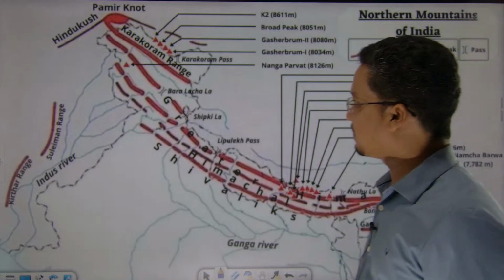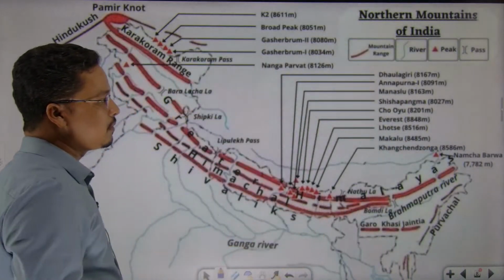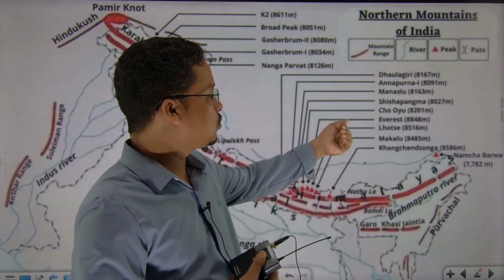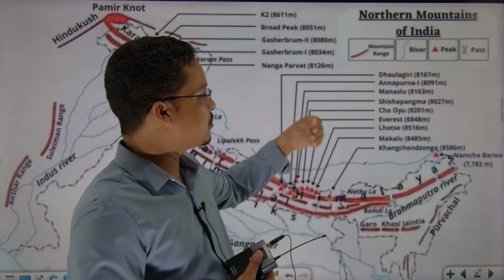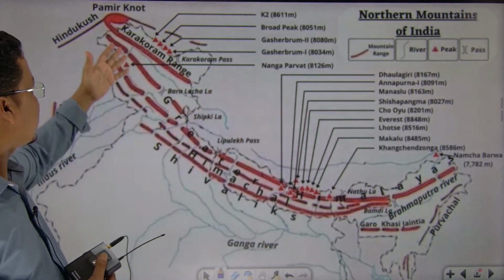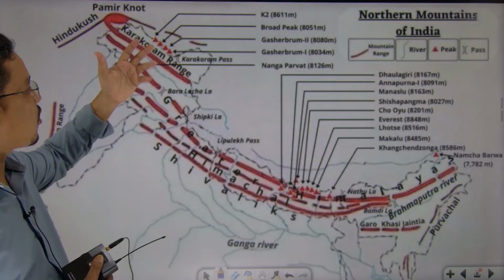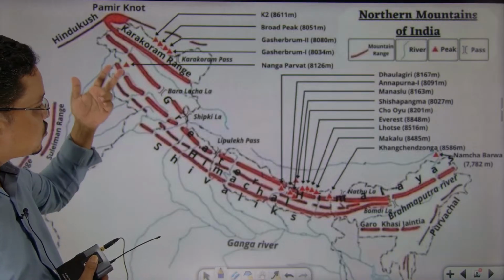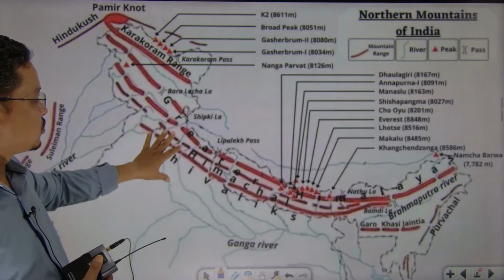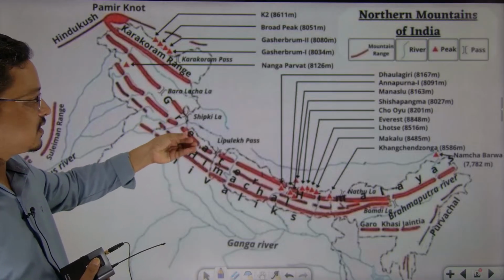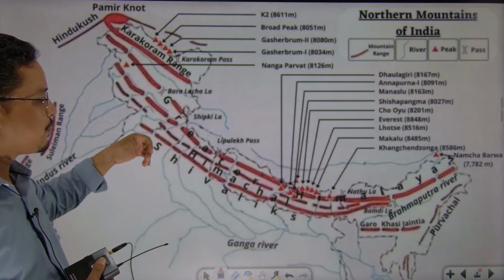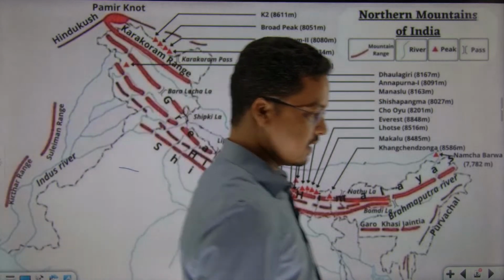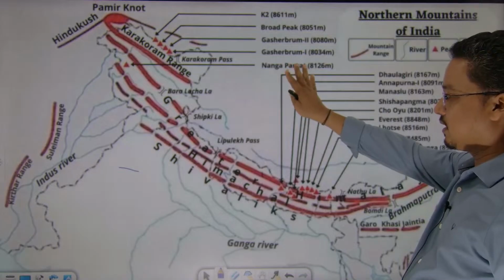Here are some of the important peaks of the Himalayan region. Though I have covered it, once again you can have this one: Kanchenjunga, Makalu, Everest, Manaslu, Annapurna, Dhaulagiri, Nanga Parbat, K2, Broad Peak, Gasherbrum 1 and Gasherbrum 2. Then in Uttarakhand, Nanda Devi, Kedarnath, Badrinath, the Satopanth glacier, and Namcha Barwa on that side also. These are the peaks we have done earlier.